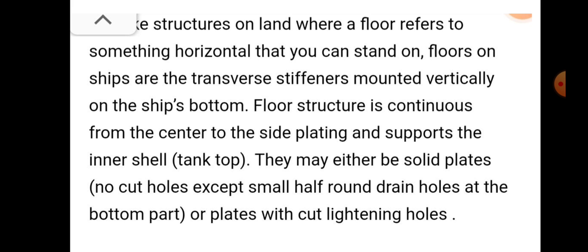Floor structure is continuous from the center to the side plating and supports the inner shell, that is the tank top. They may be either solid plates, that means no cut holes except small half-round drain holes at the bottom part, or plates with cut lightening holes.